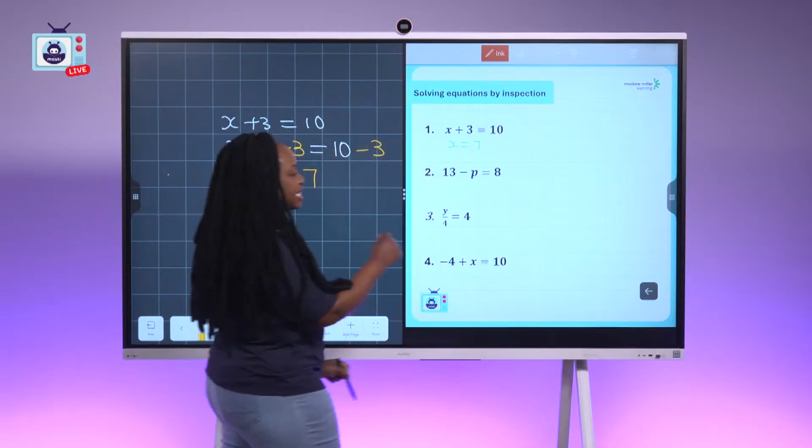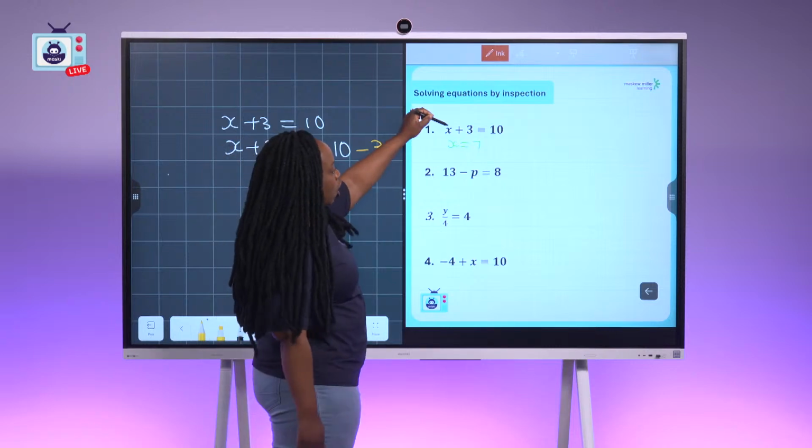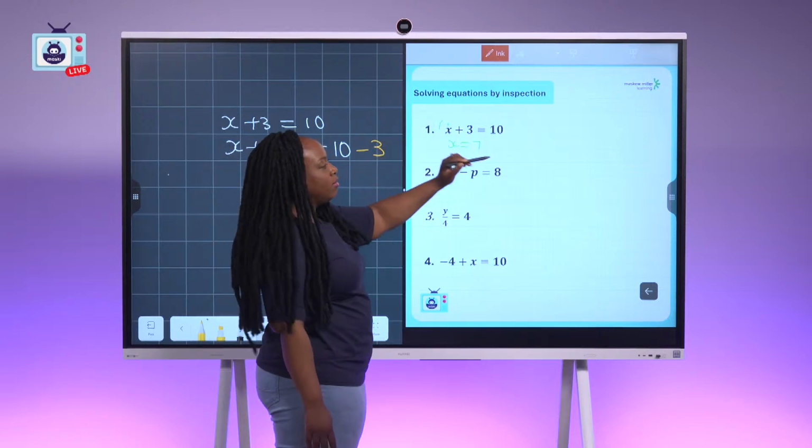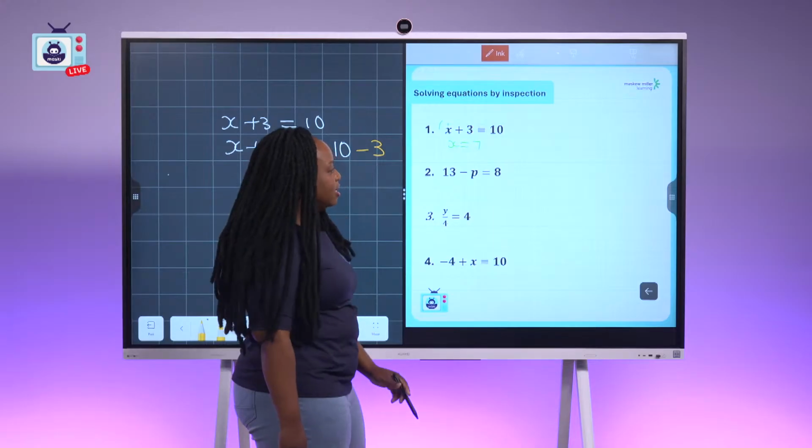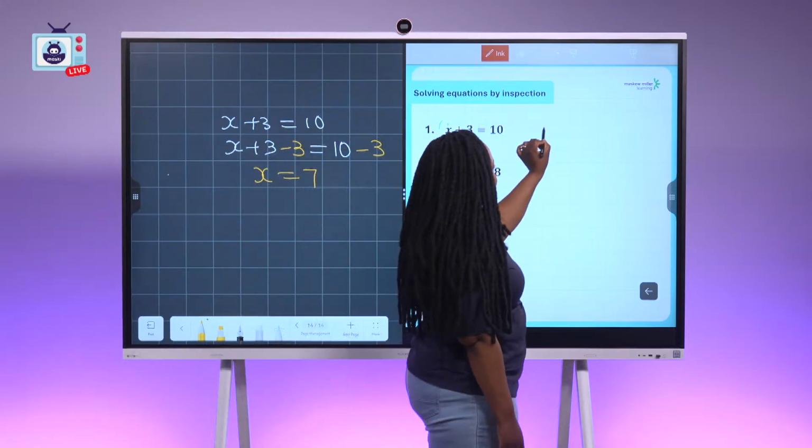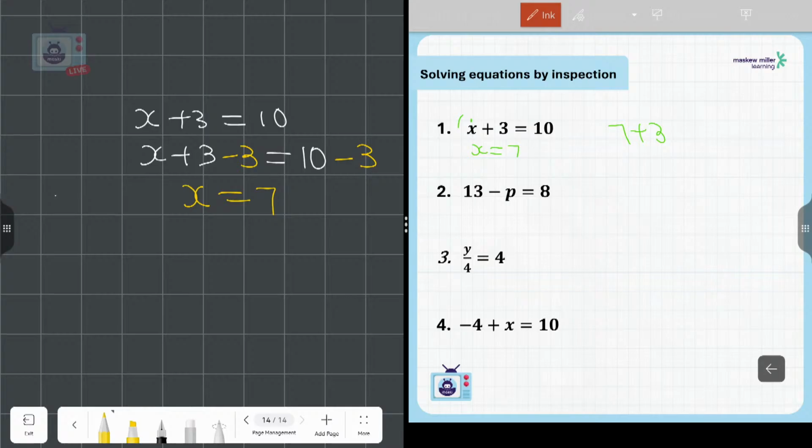Because if I take 7 and I substitute it for x, I'll have 10 on my left and 10 on the right side. So that's how you check, right? So if I say 7 plus 3 equals 10, I also have 10 equals 10. Right, so that's what we do. Same applies to this one.